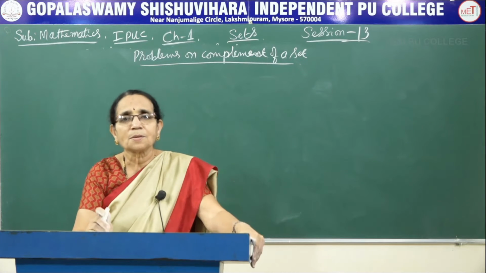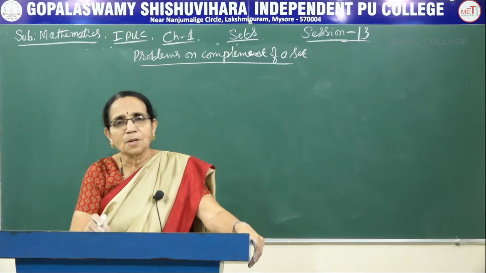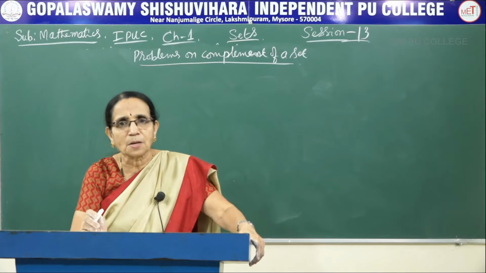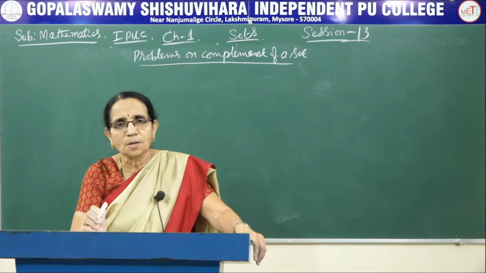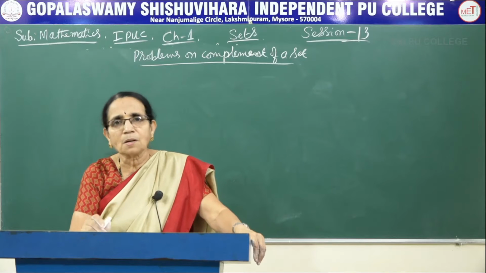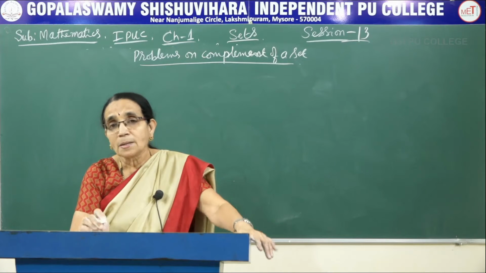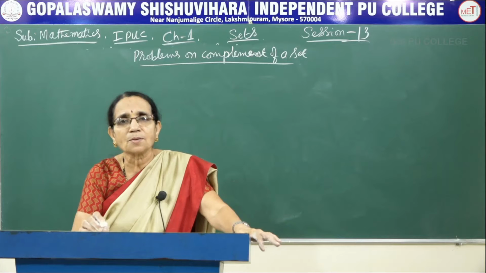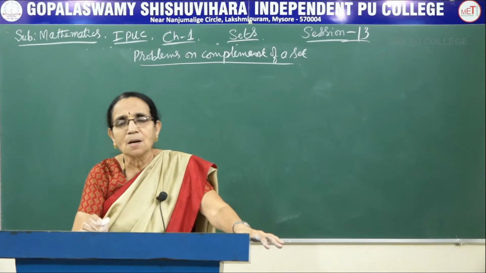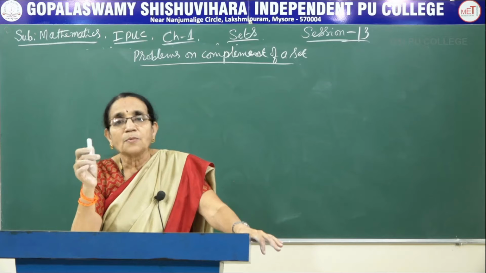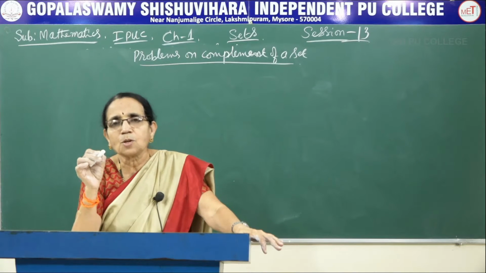Good morning, students. In the previous session, you have learnt about the definition of a complement of a set. When a universal set U is given, if A is a subset of the universal set U, then A dash is called the complement of the set A, and it contains all the elements of U which are not present in A, which do not belong to A. And I have given you some laws.